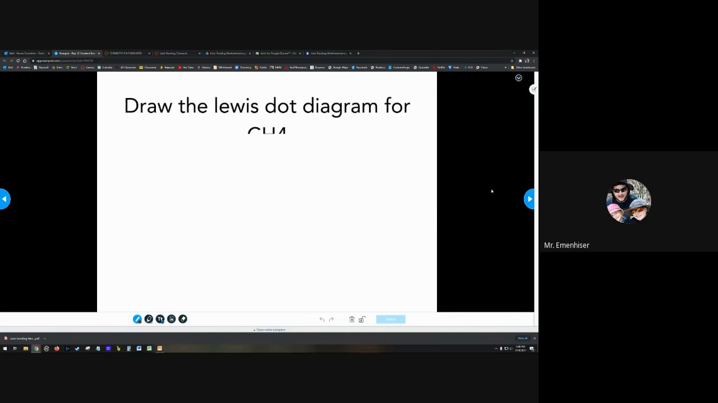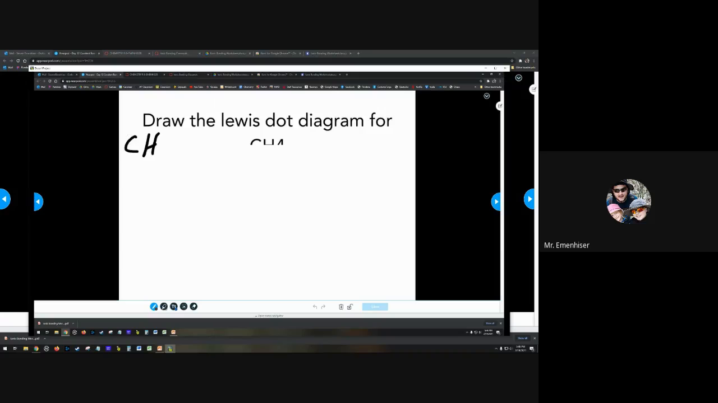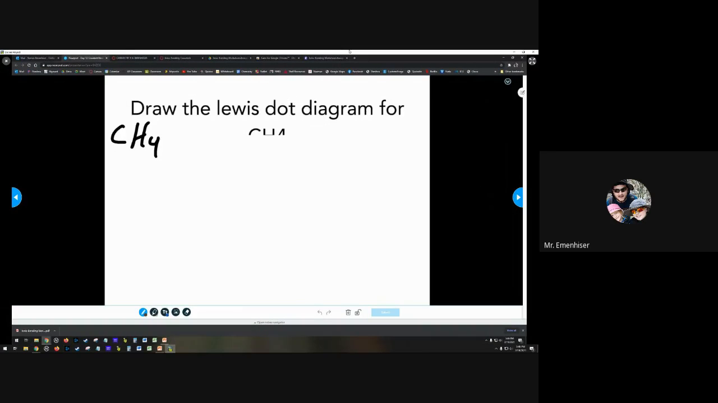So here we're going to draw the Lewis dot diagram for CH4. So let's go through that. CH4. It kind of cut off there, so that's the formula for the molecule. So first I'm gonna count valence electrons. Carbon is in group 4, so there's 4. Hydrogen is in group 1, so I'm gonna put 1. And now I do have 4 of those hydrogens, so I'm gonna multiply that by 4. So I have 4 electrons from carbon and 4 electrons from the hydrogens, so I have a total of 8 valence electrons. So my picture has to show 8 valence electrons.